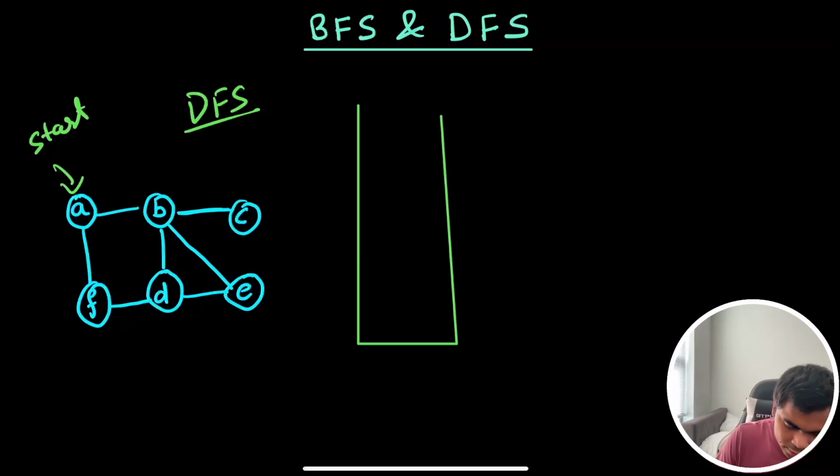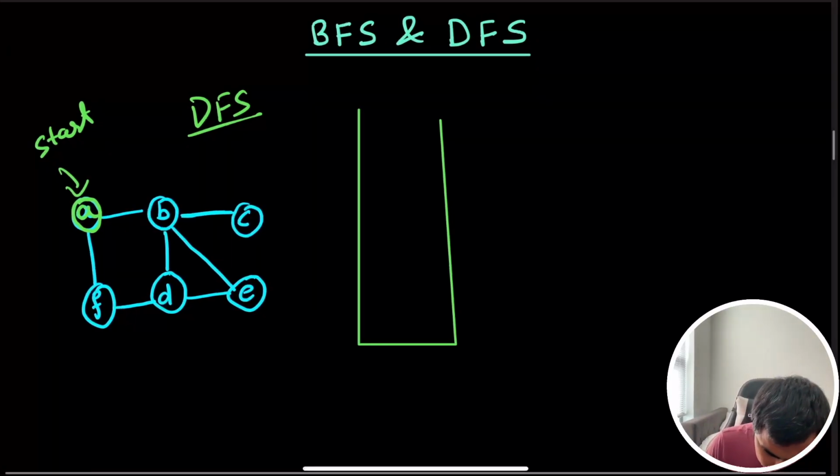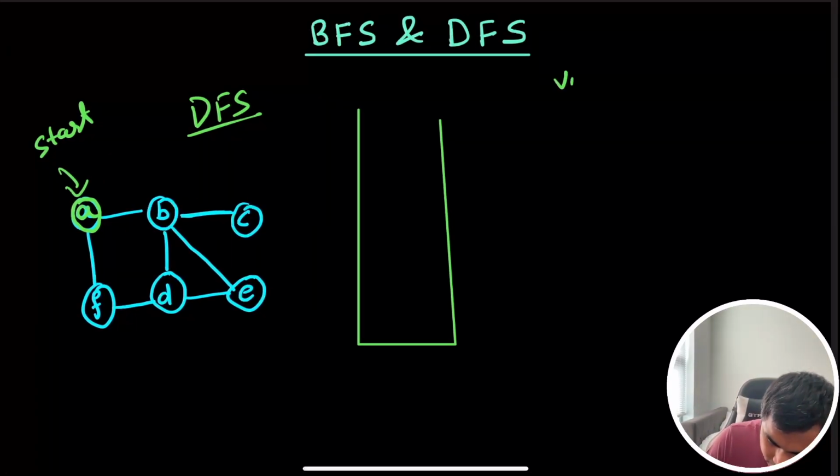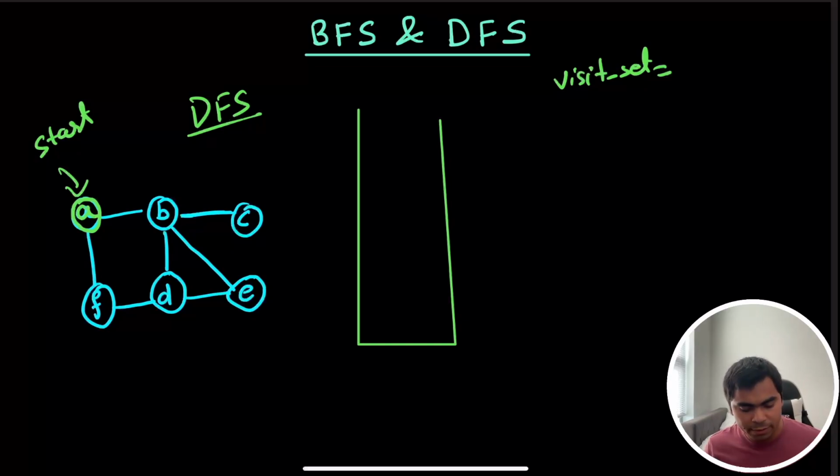Start is right here. So what I'll do is I will take A, and right now I'm exploring A, so that will go onto my stack. That's the first node that I'm visiting. So let's have a visit set right here. You will know the order will be different when you do BFS versus DFS.